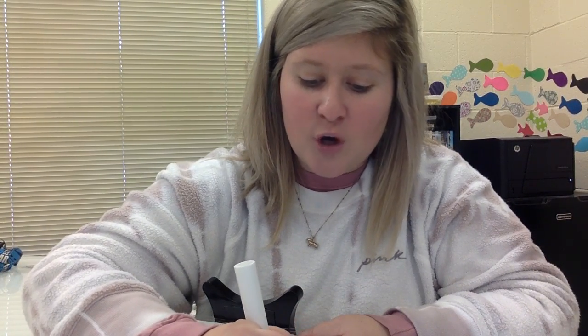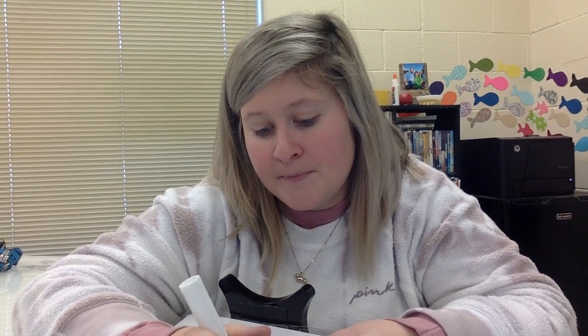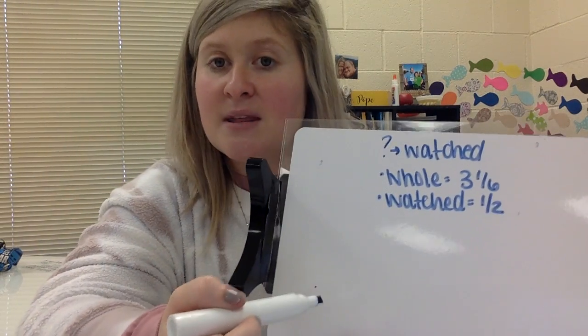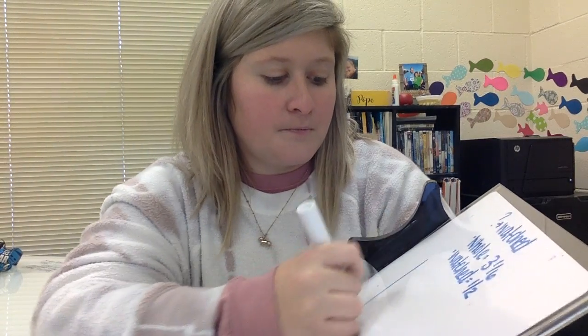So if you haven't already, the question wants to know how much of the movie she watched. So my answer should tell me how much she watched. I know the whole movie is 3 and 1/6 hours, and she watched half. So I'm going to write that as a fraction. She watched 1/2 of her movie this far. Okay, so I'm going to set up my box method again, just like in the teacher model.